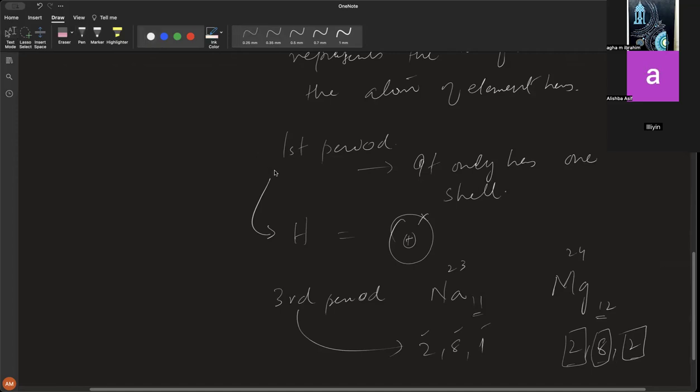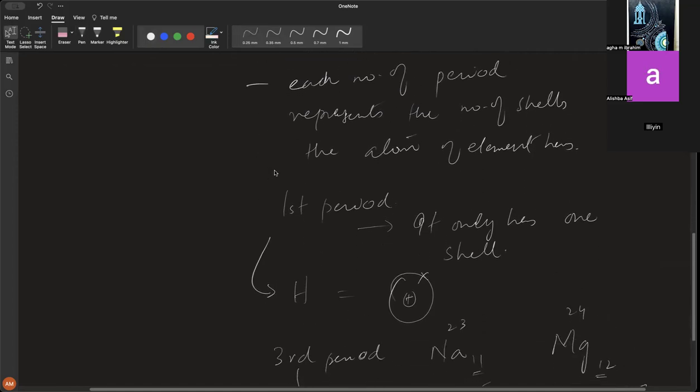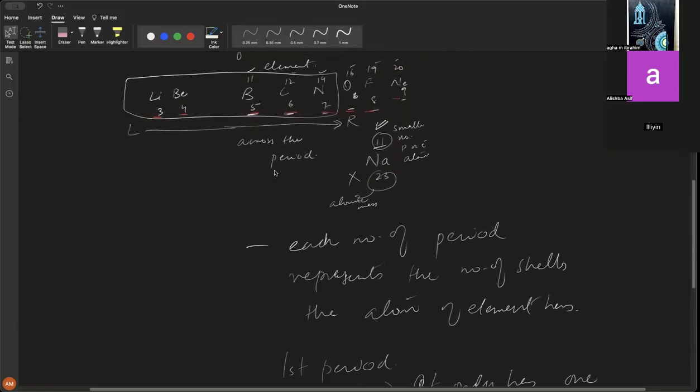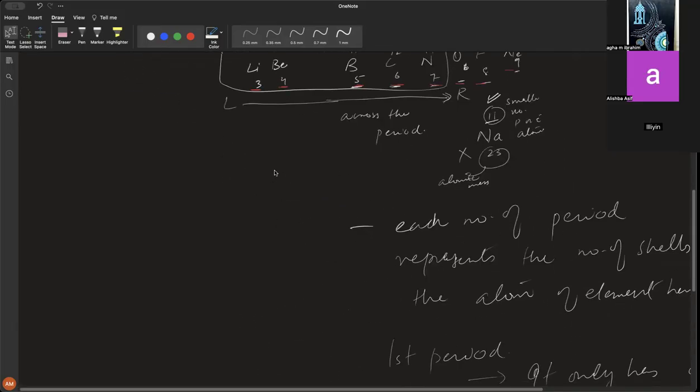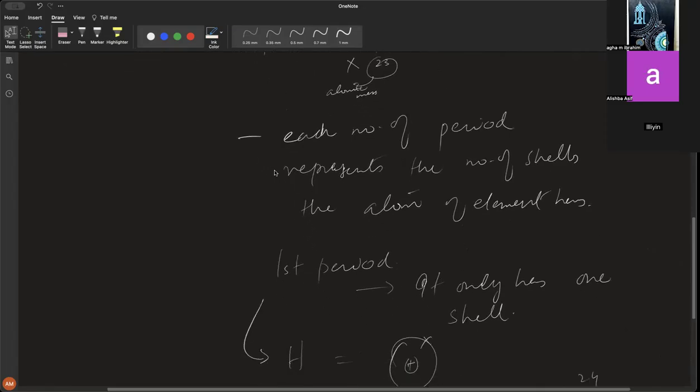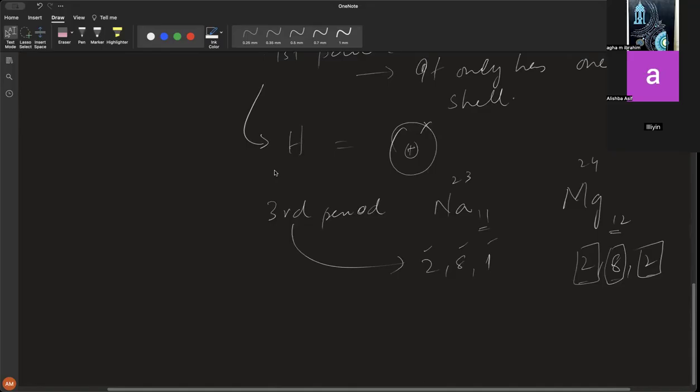So what we are trying to discuss is that each number of period represents the number of shells the atom of an element has. If something is in the third period, it will have 3 shells in total. If something is in the second period, it will have 2 shells in total. If something like sodium, magnesium are in the third period, they will have 3 shells in total. All right. I'll give you another example.